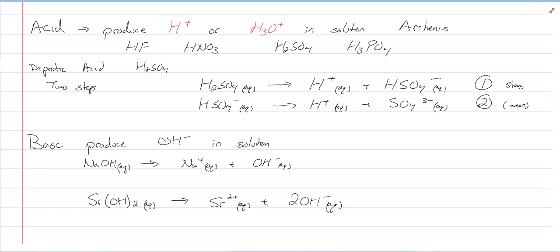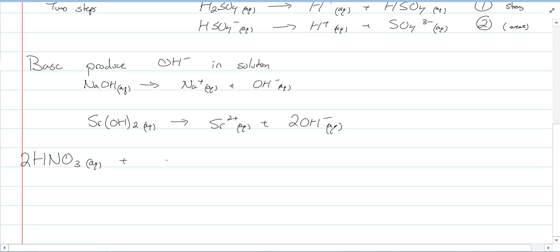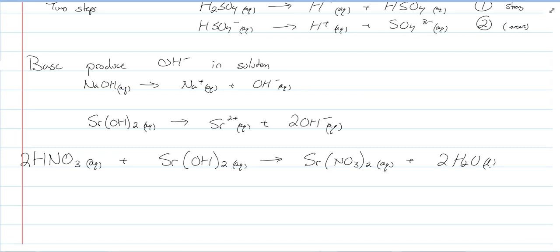Okay. So when we talk about knowing when this reaction happens, let's use nitric acid and strontium hydroxide. So I have 2 HNO3, aqueous, plus Sr(OH)2, going to Sr(NO3)2 and 2 H2O. Okay, so how would I tell when this is done? All right, how would I tell when this is done? Well, first, what is the complete ionic equation?